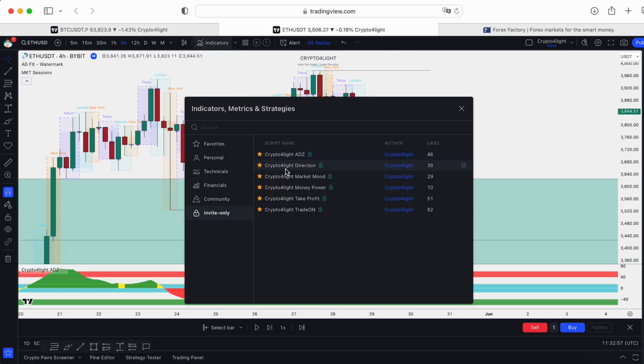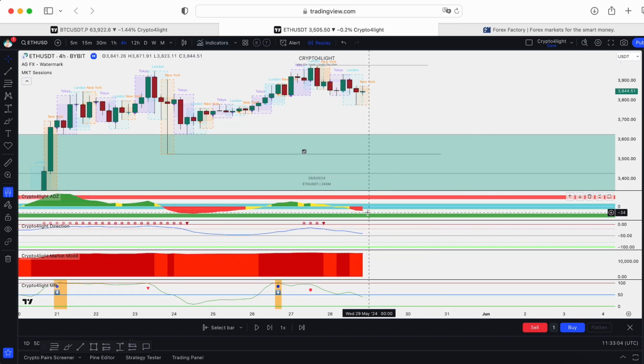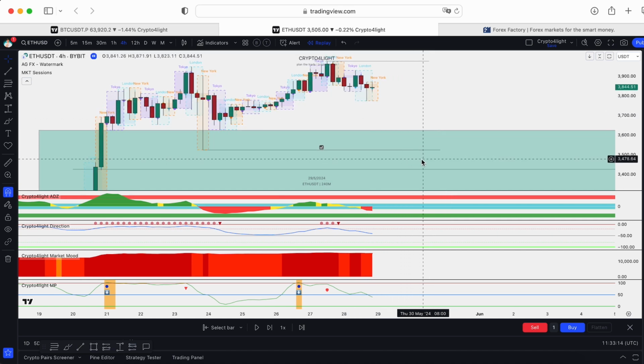Then I start opening and looking intraday, the indicator set: ADZ, direction, market mood, money power. So I can see we're in the accumulation zone, this one on 4-hour time frame, but here were the signals to sell. So basically, yes, we're in the accumulation zone, but I would like to see that divergence on 4-hour time frame because we got a signal to sell.